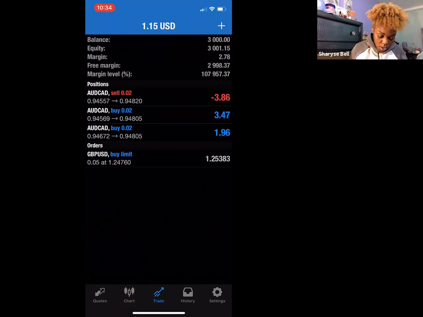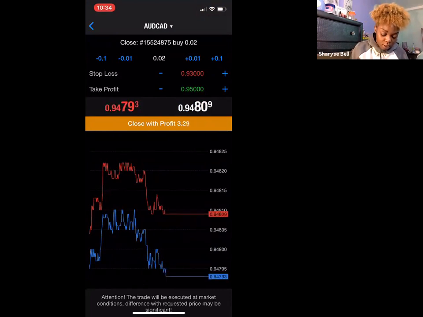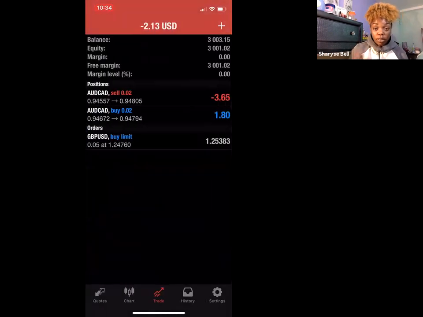Now, when it comes to closing your trade, as I mentioned, you swipe to the left, you're going to get these icons pop up. The little check sign is going to be closed. Now, what you can do is, I'm in profit $3 and some change. So I want to take my profit. So I'm going to hit close with profit. Boom. The trade is gone off of my main page.